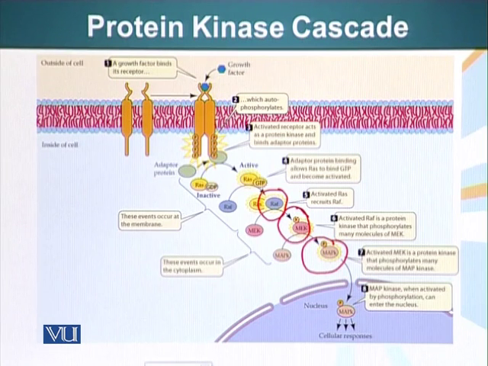Also, I would like to mention and emphasize here that at each step of the way, there's a signal amplification. We have talked about that as a common theme of signaling cascades. One molecule receives the signal, passes on that information to another molecule, which will generate or modify the function of several other molecules. So ultimately, activated MAPK enters the nucleus and activates genes that will cause cells to divide.